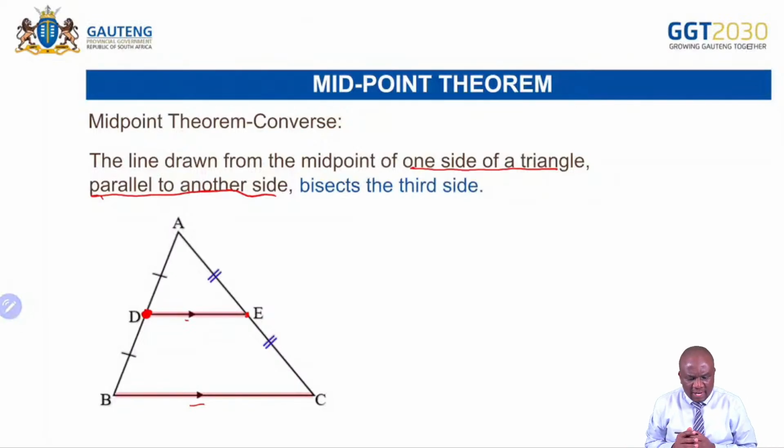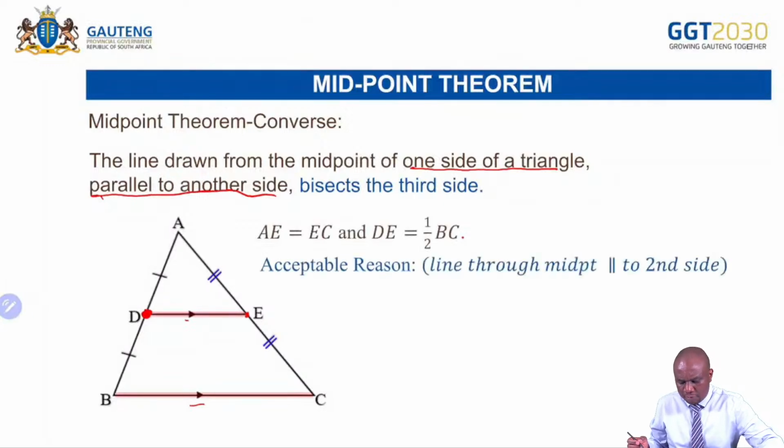Okay? The line drawn from the midpoint of one side of the triangle parallel to another side bisects the third side. That's the converse of the midpoint theorem. Please write it down. Let me give you 2 minutes to write your notes. Don't forget to write your acceptable reason. 2 minutes.